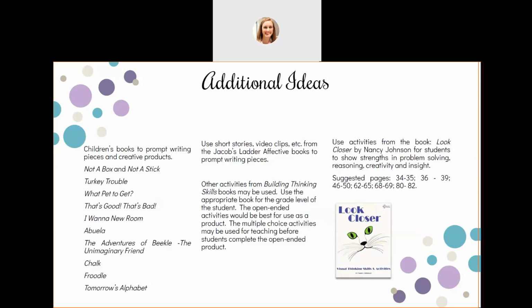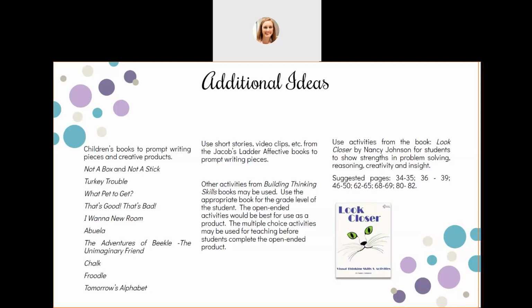You may also use the Jacob's Ladder Effective books that were purchased for each LEA. So you can use the short stories and video clips from those to prompt other writing pieces. Also, there are other activities in the Building Thinking Skills books, and you can use those for the appropriate grade level. They have open-ended activities in the books, which would be the best for products. Use the multiple choice activities to teach prior to having them complete the open-ended products.